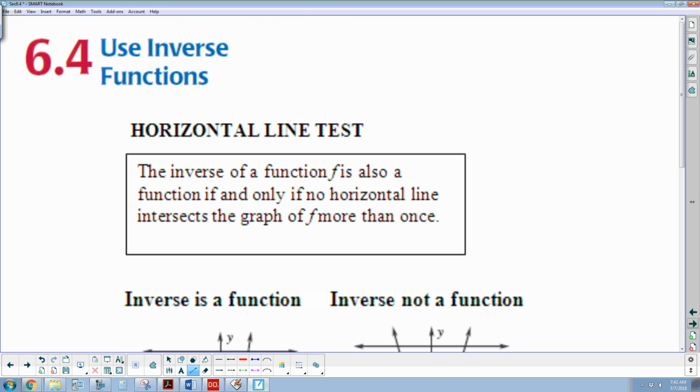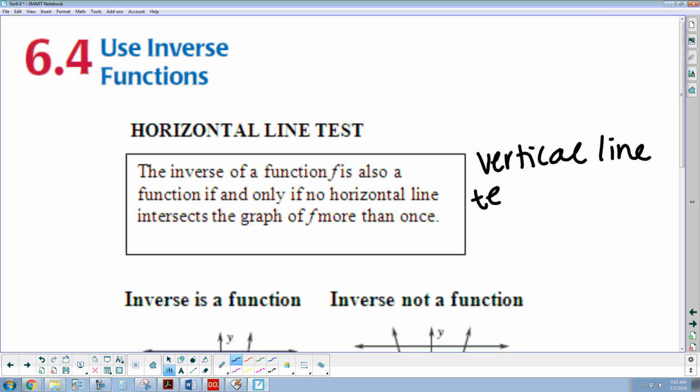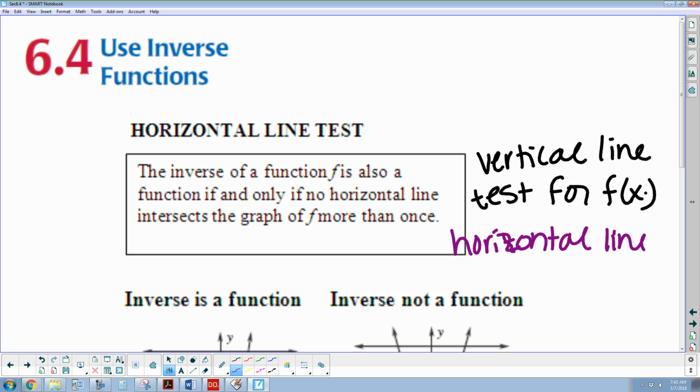You can also do the horizontal line test to check whether or not it's a function. If you're just graphing the inverse function, remember the vertical line test was to test whether or not a relation was a function. So we're going to use the vertical line test for f of x, and we're going to use a horizontal line test for the inverse of x.